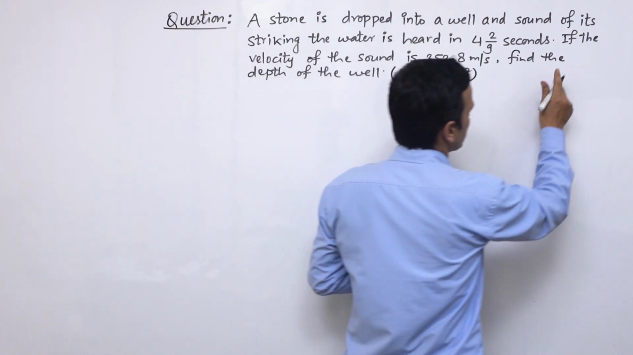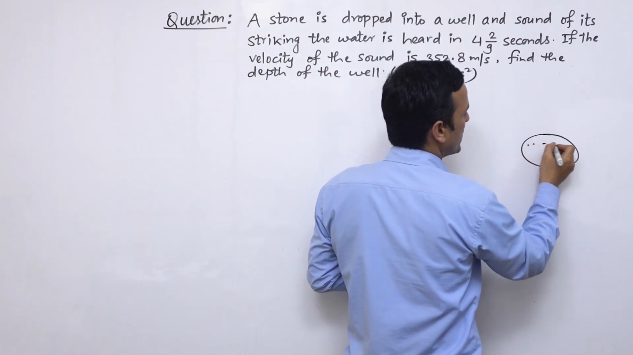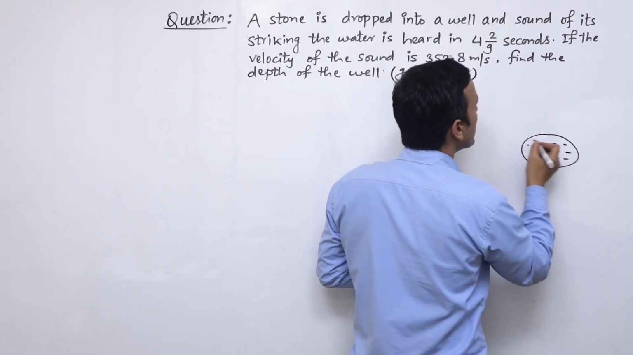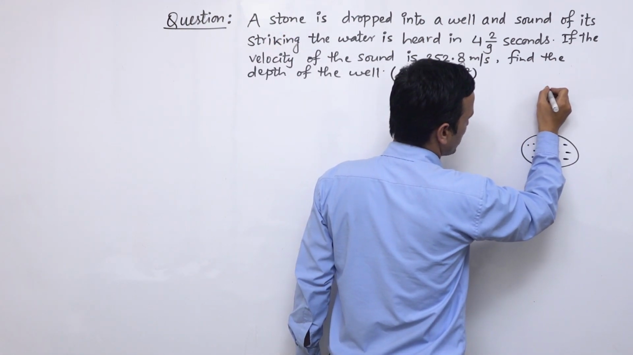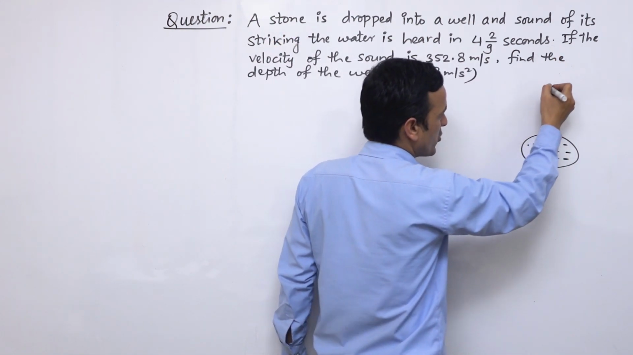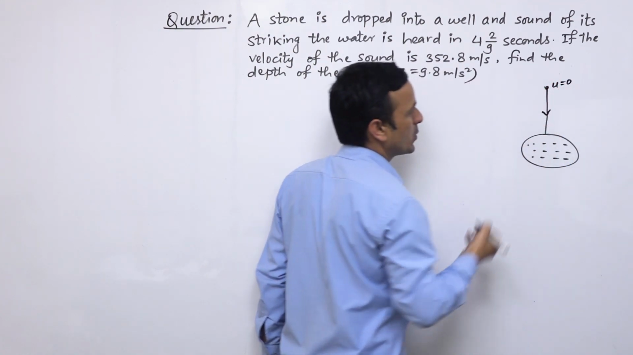So let's write, there is one pond. So this is the pond. And a stone is dropped from this position. So from this position, the stone is dropped over here. So u is equal to 0.